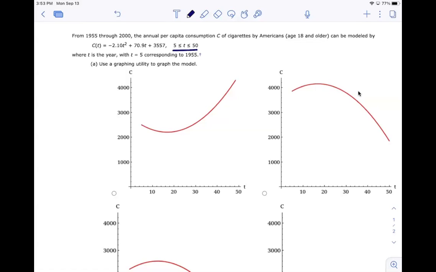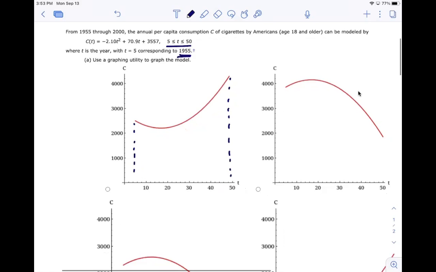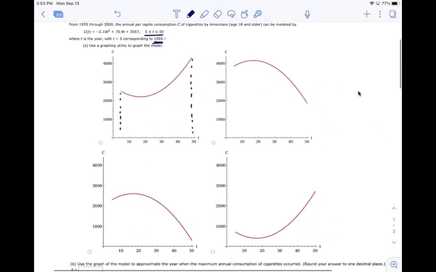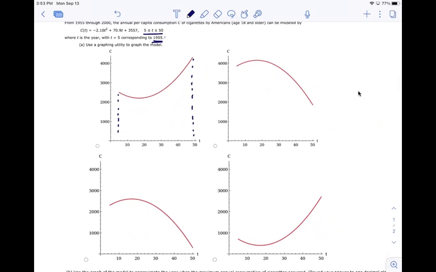It says that t equals 5 is actually the year 1955. So that means our graph is really restricted between 5 and 50. You can see on the x-axis how they're restricting these graphs between 5 and 50. Our first thing that we're supposed to do is look at these graphs, and it says using a graphing utility. So my suggestion is to either use a graphing calculator or Desmos and graph it.